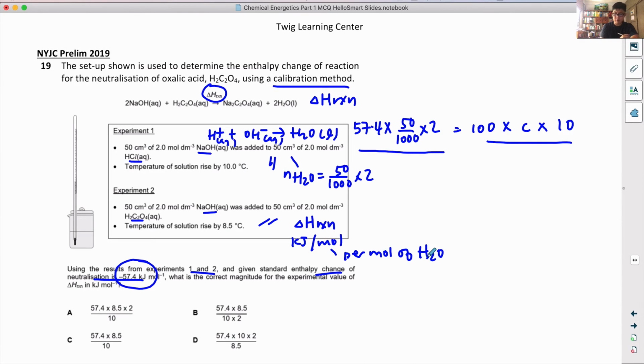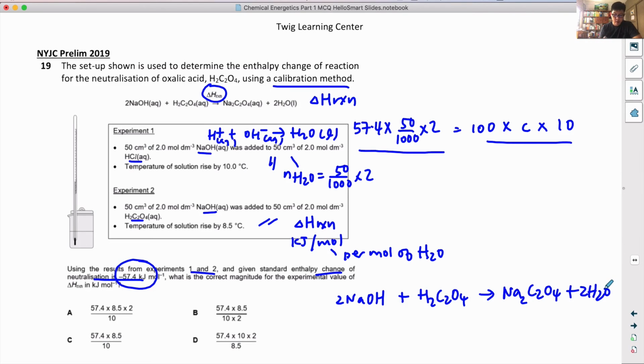Okay, per mole water form. So for this reaction, based on the equation, 2NaOH plus H2C2O4 gives Na2C2O4 plus 2 water. Okay, we're going to find out which is the limiting one.